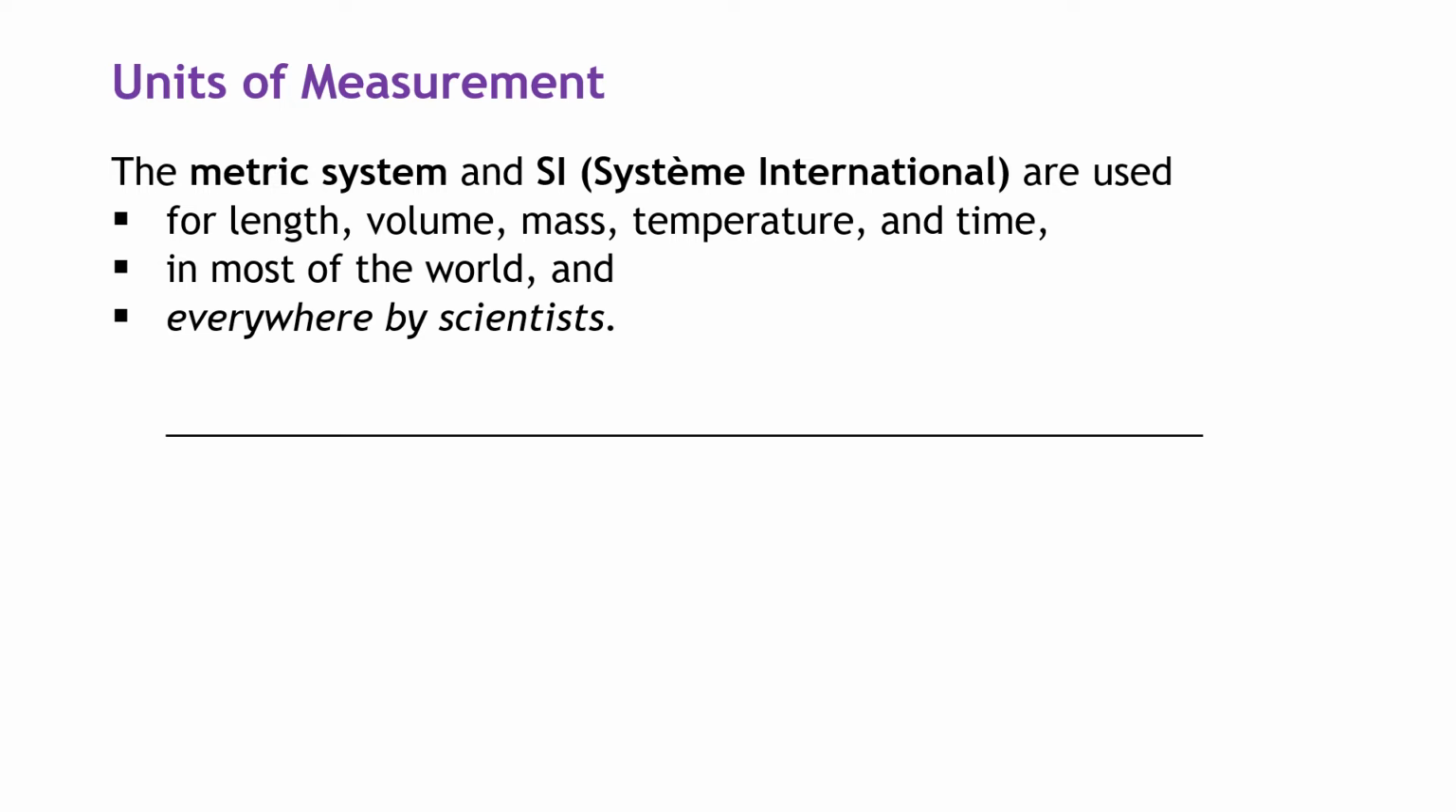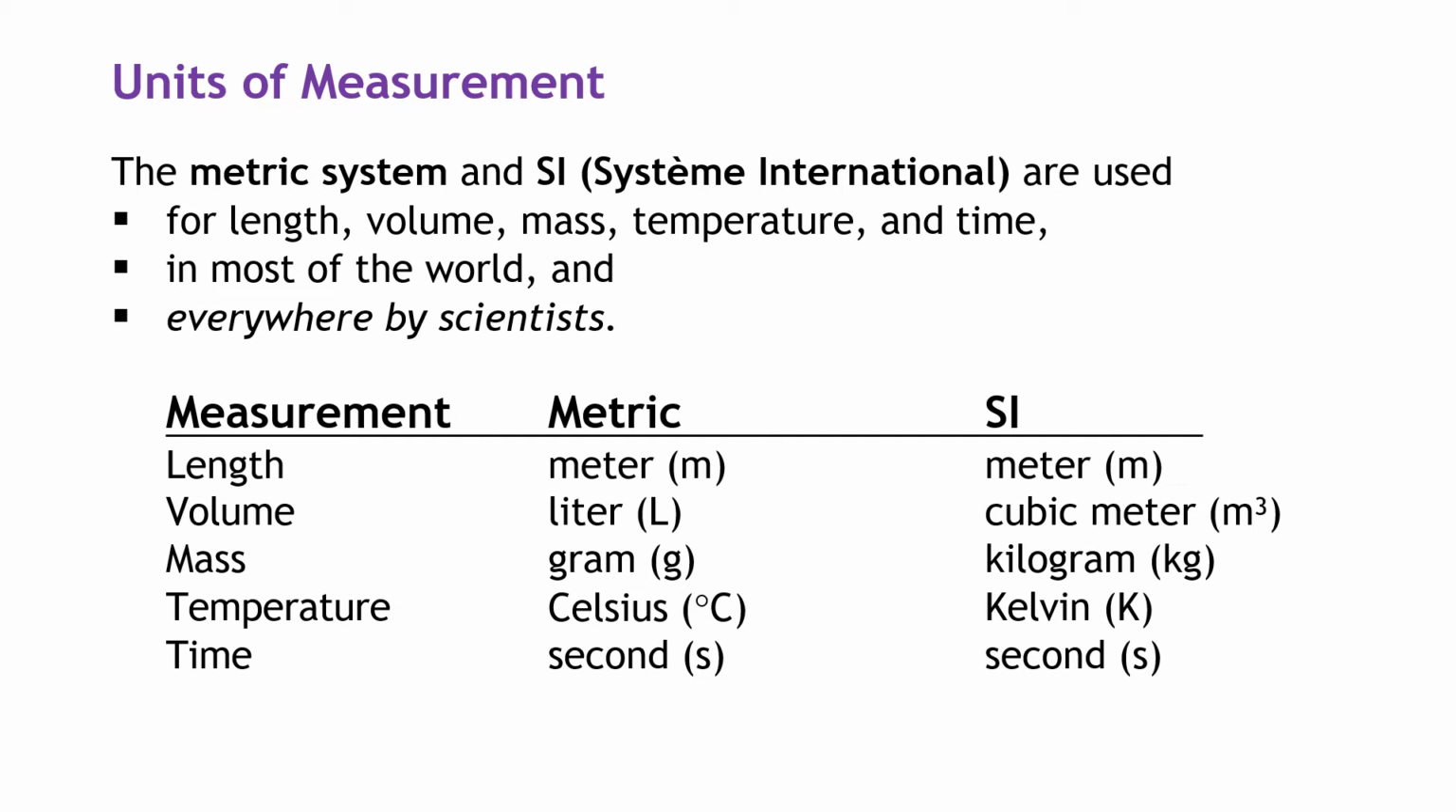We're now going to address units of measurement in the metric system and the SI system. These are used for things like length, volume, mass, temperature, and time. As I commented previously, this is what's largely in use all over the world, and certainly for science, no matter what kind of science you're talking about, these are the systems in use. Now, the metric system and the SI system do vary slightly.